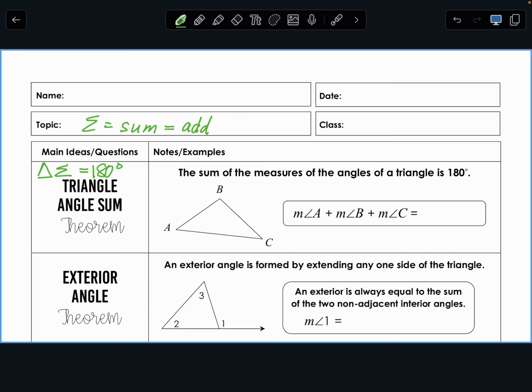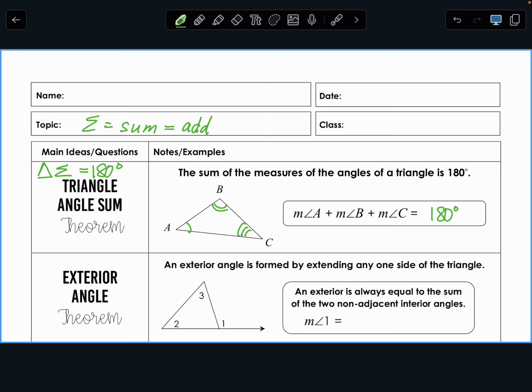So triangle sum just means that all the angles in a triangle equal 180. So if I give you two of them, you can always find the third angle. So angle A plus angle B plus angle C has to add to equal 180 degrees. Every time, all the time, any triangle you have, that's the case.